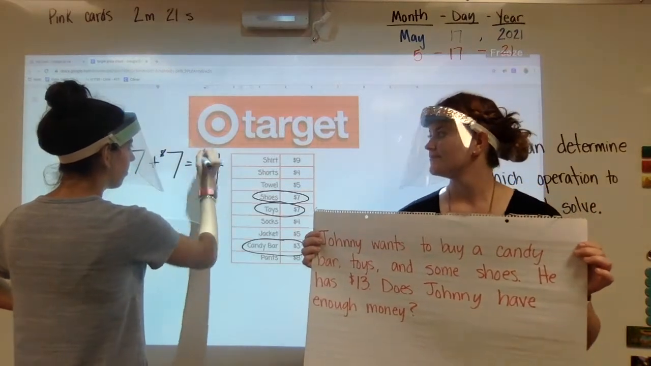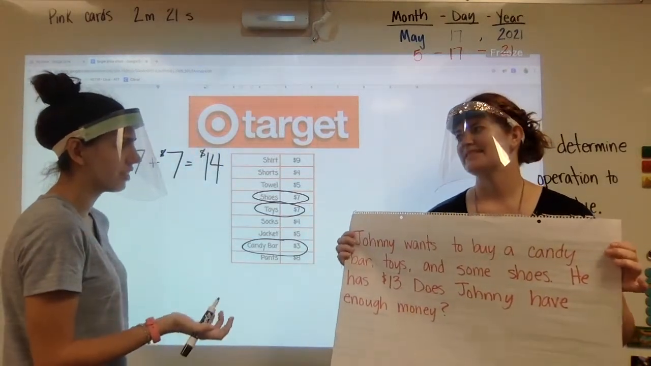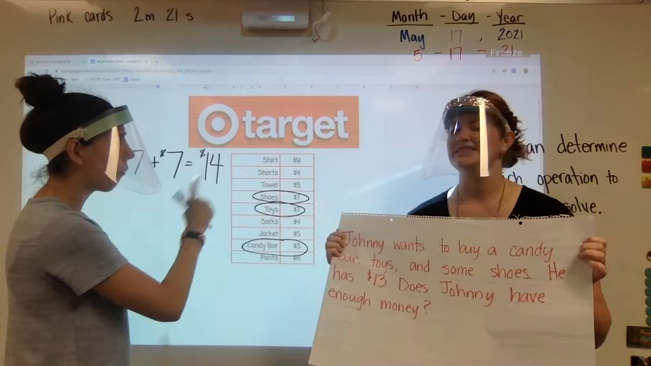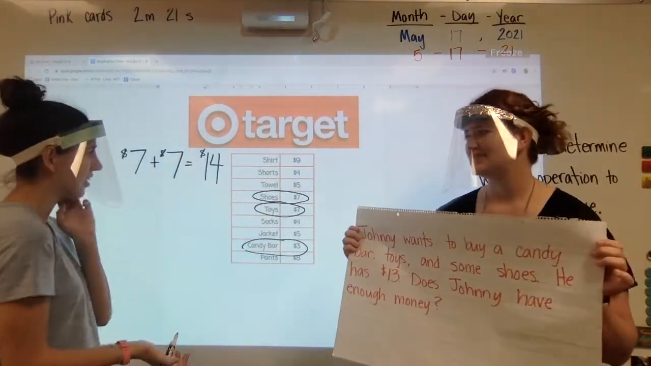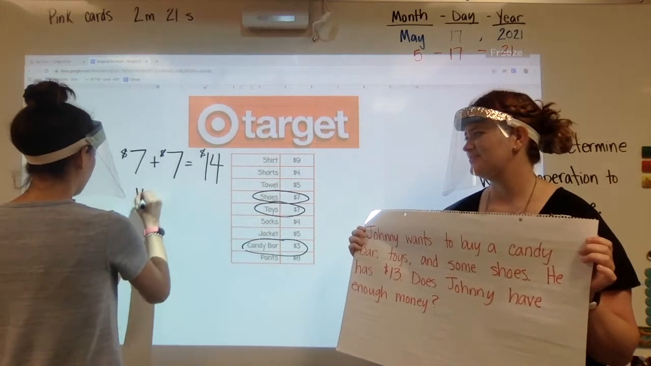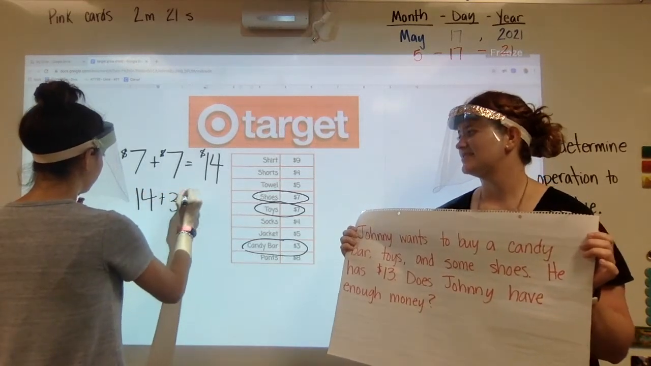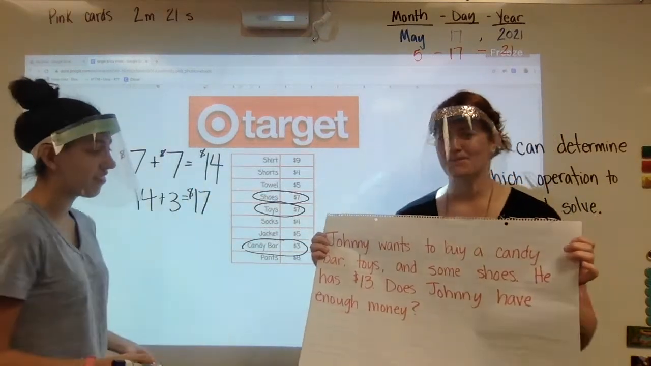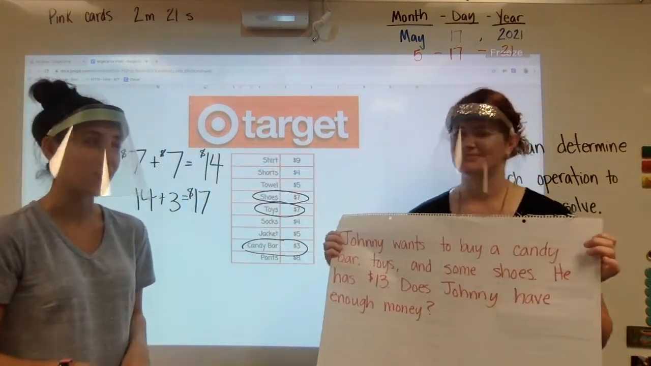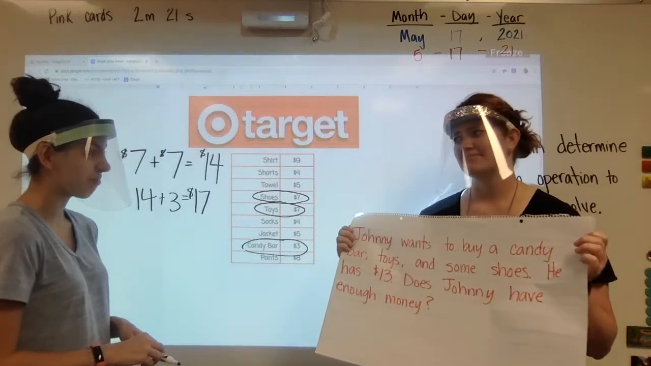Oh, Miss Lestigo, I am already noticing 14 is more than 13. And I haven't even added the candy bar in there. Well, 14 plus $3 would be $17. That's definitely more than $13. I don't think he has enough money.